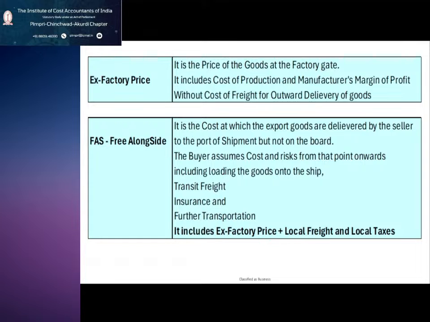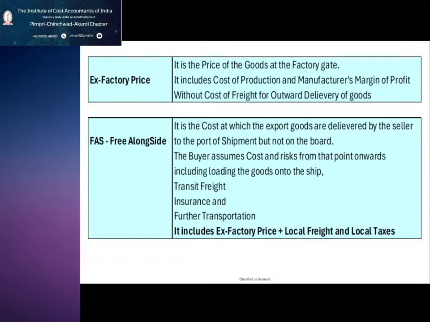So then what is FAS? Free alongside. So what is free alongside? The cost at which export goods are delivered by the seller to the port of shipment but not on board.